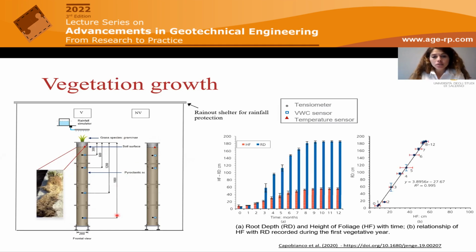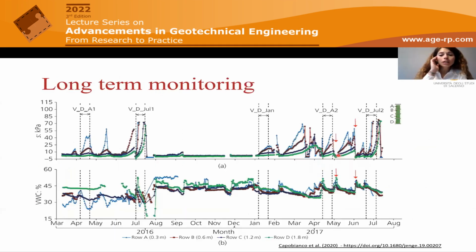Tensiometers and soil moisture sensors were placed at different depths along the column to monitor the soil hydraulic behavior under drying and wetting tests during the roots growth. And here we have also monitored the root depth and the length of the leaves with time to see how the roots were developing in the first vegetative year. The monitoring lasted 2 years, and during the roots growth, we performed several drying and wetting cycles. The drying cycles consisted in starting from a saturated condition of the column and then leaving the column to dry for 15 days under atmospheric conditions.